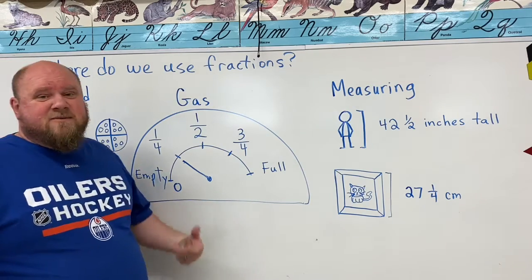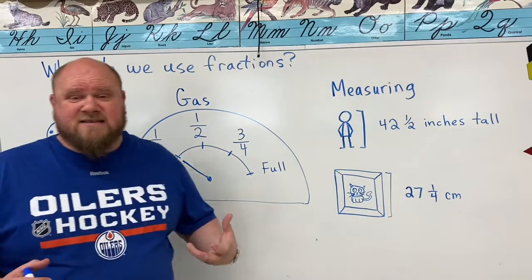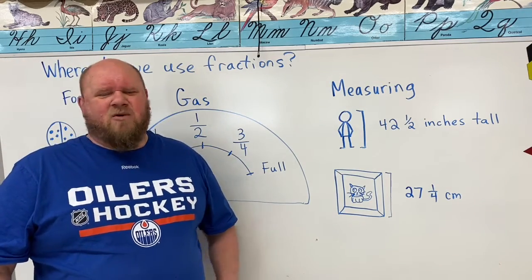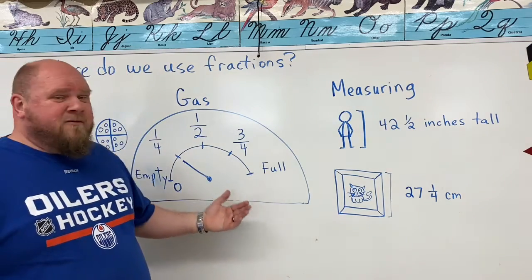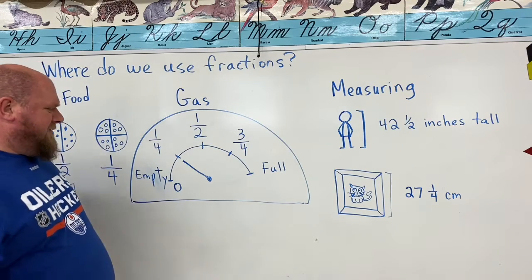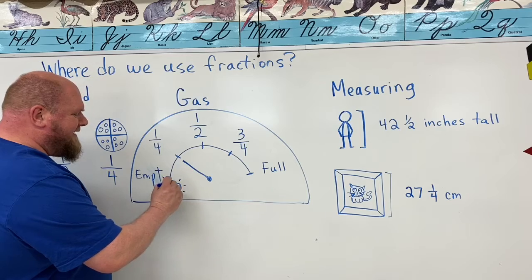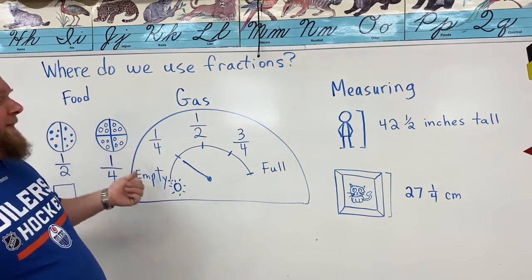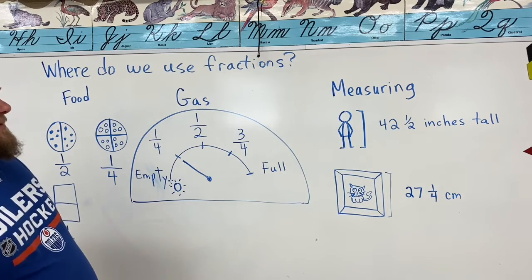So you might hear somebody talking about, hey, do we need gas? No, we're fine. We've got just over half a tank. We can make it to Regina, no problem. Or, yeah, we better get gas. We're below a quarter. And if you're very low, you'll probably notice that there's a little light that comes on that shows you when you're almost empty. And then you better really start thinking about getting that filled up.